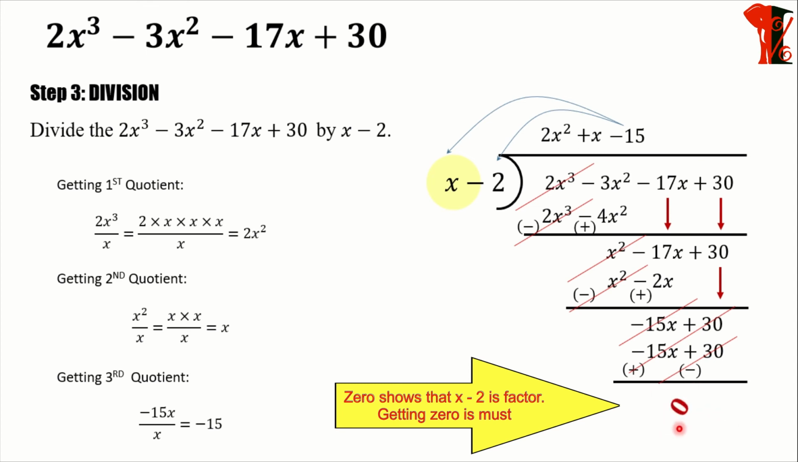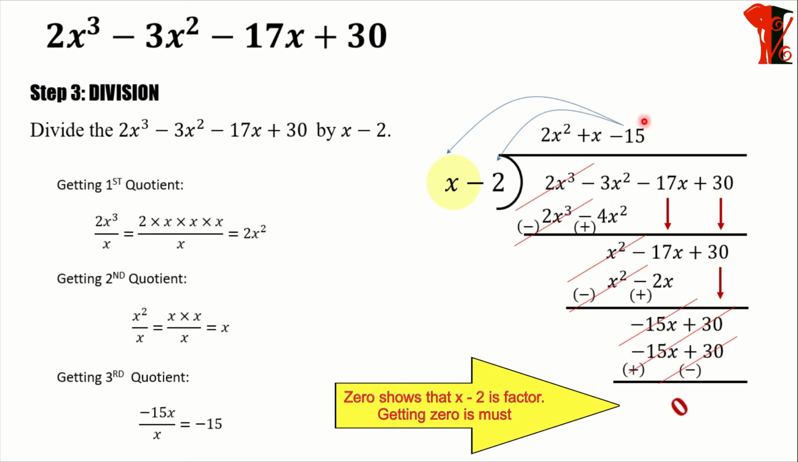In case you haven't got 0 here, there can be a mistake in the division, or we might have taken a wrong factor. So you have to keep a special eye on this particular 0. In the division, you should get 0. Then only we can call x minus 2 a factor of this, or else we cannot. Okay, so this is done now.